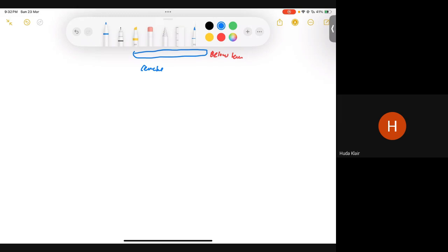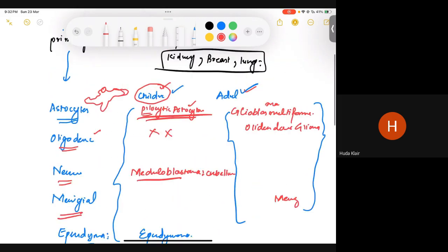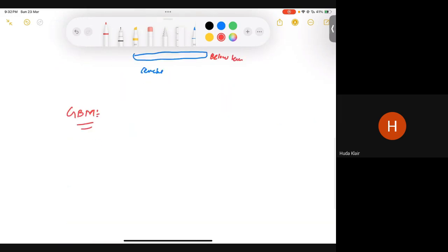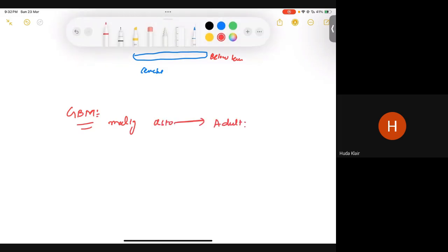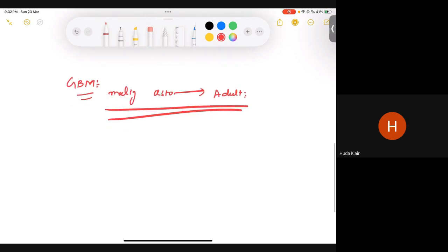So let's take our discussion a little bit further, and let's discuss our first CNS tumor, that is glioblastoma multiforme, GBM. As we already know, glioblastoma is the malignant tumor, and pilocytic astrocytoma, whenever it occurs in a child age group, would be benign, remember. So GBM is a malignant tumor of astrocytes which occurs in adults. Is that clear?